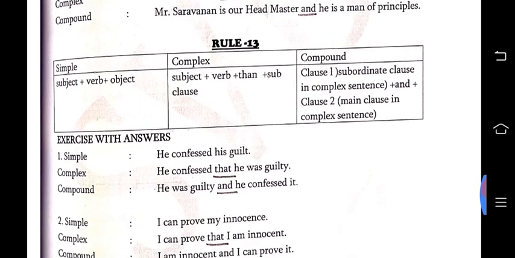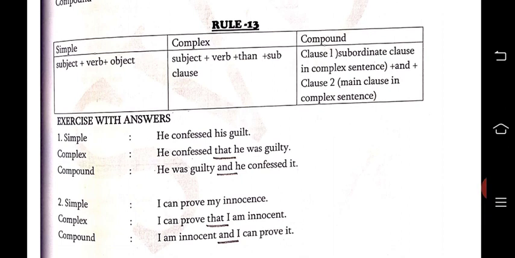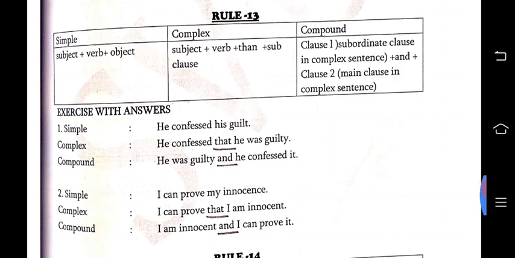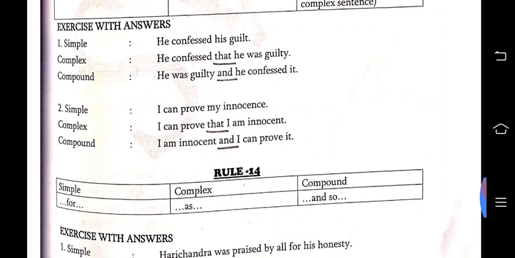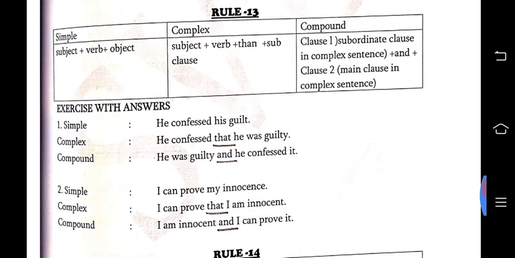Got it? Then see: he confessed his guilt. Complex: he confessed that he was guilty, subject plus verb plus subordinate conjunction plus subject clause. For the compound sentence: he was guilty and he confessed it. Another example: I can prove my innocence. I can prove that I am innocent. Got it?